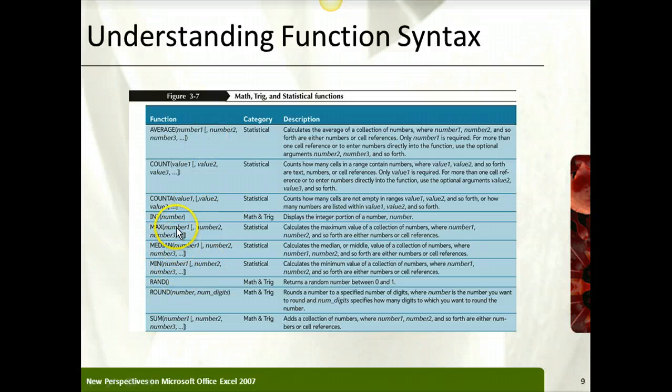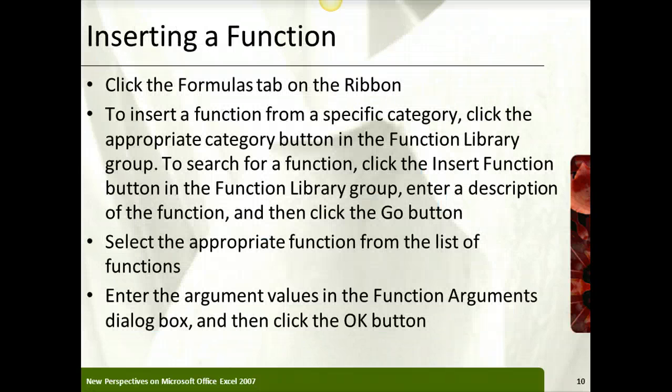Another example would be max, selecting a range of numbers and wanting the max value of that range of cell references with numbers in them. In this example, again, only 1 is required, and in min, only 1 is required. So to insert a function, you go to the Formulas tab itself, insert the function from a specific category, select it, select your cell ranges, and then click Go.